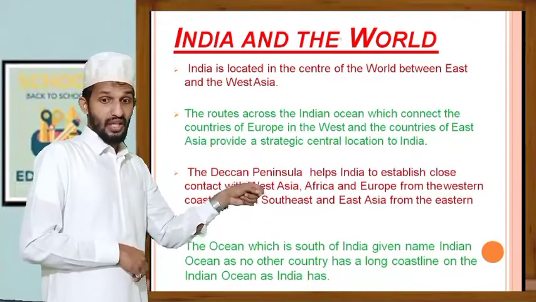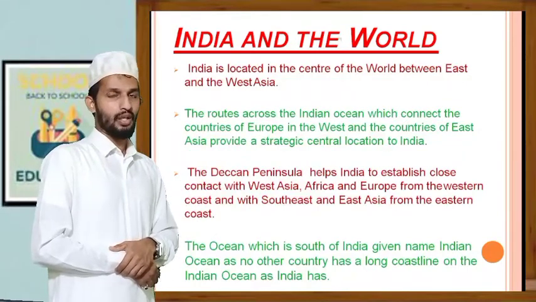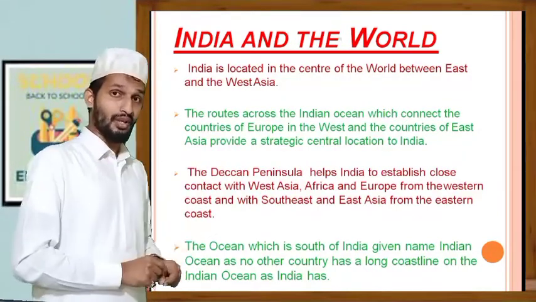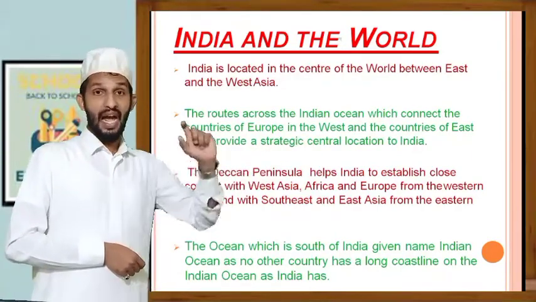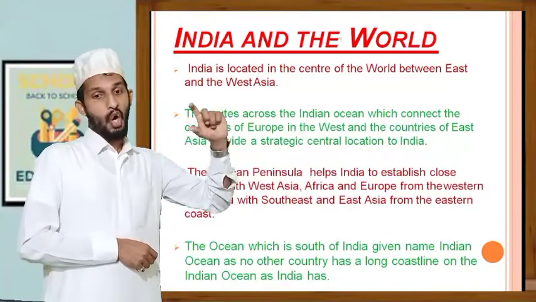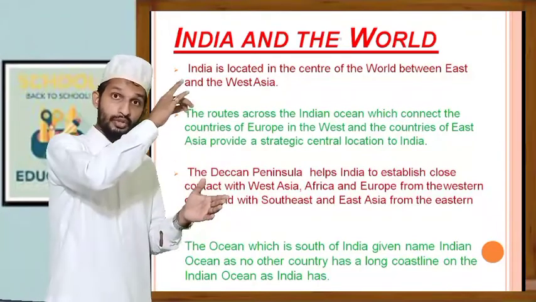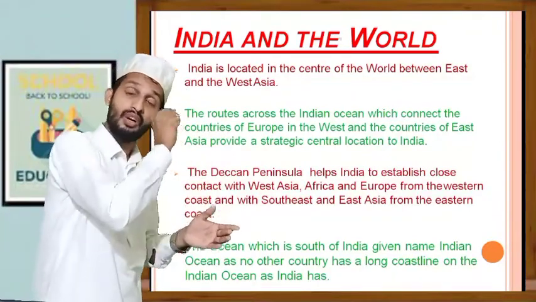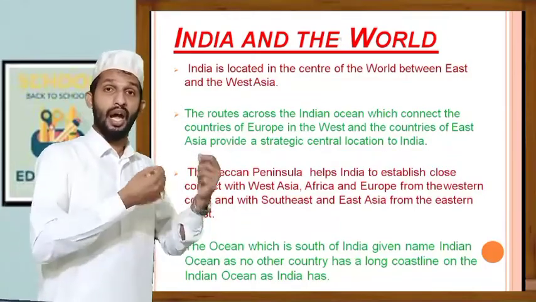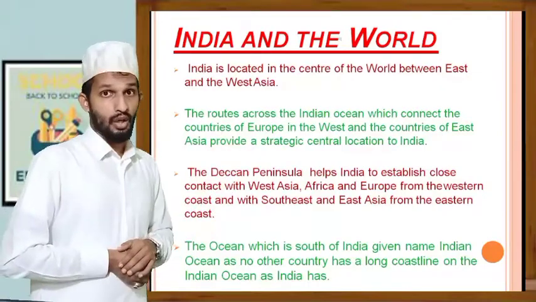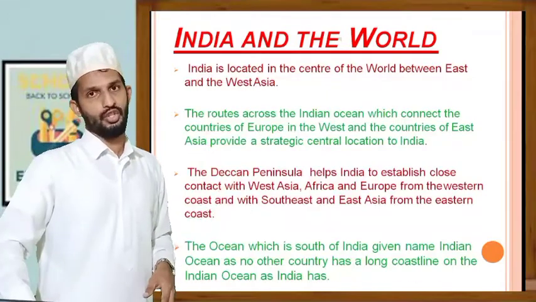The ocean in the south of India is given the name Indian Ocean. Can you imagine why the Indian Ocean is named after India? Because no other country has as long a coastline on the Indian Ocean as India has. We already studied that India has a coastline of 7,516.6 kilometres. No other country covers this much coastline. That's why it is named the Indian Ocean.